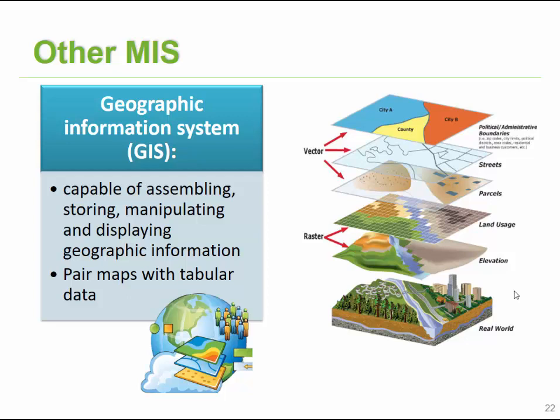So there's various layers of information. Typically we have our map at the bottom, and then depending on the application of the information, you're going to have additional information that's provided. In our next section, we're going to look at decision support systems.